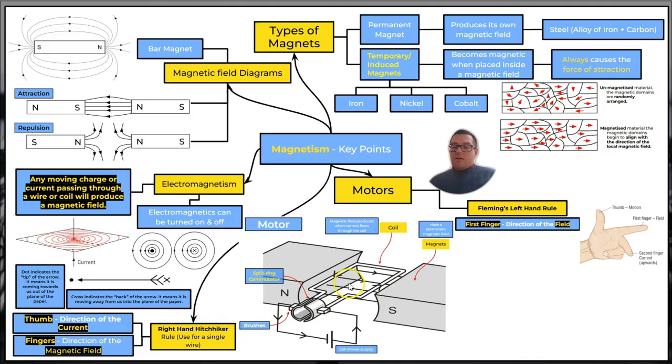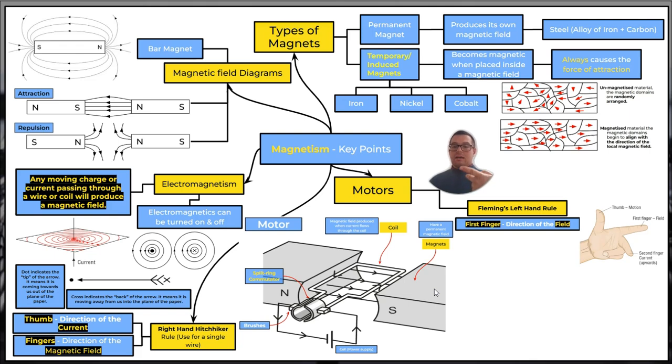So your first finger, all the F's, is the field. It's the direction of the field, which is always north to south. So if you're using Fleming's left-hand rule, the first thing you're going to do is point from north to south, whichever direction that happens to be. So on the motor that you can see here, we could point from left to right, because that's the direction of north to south.